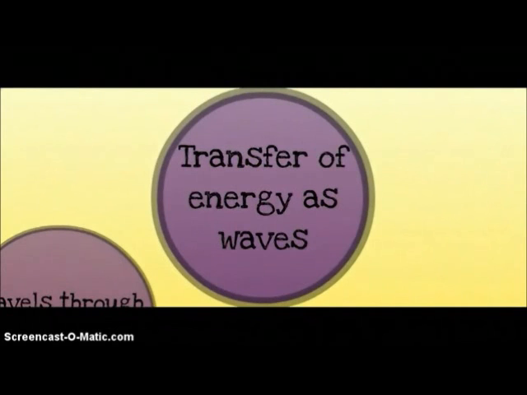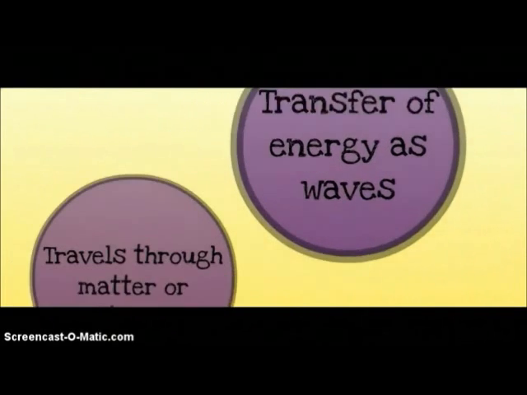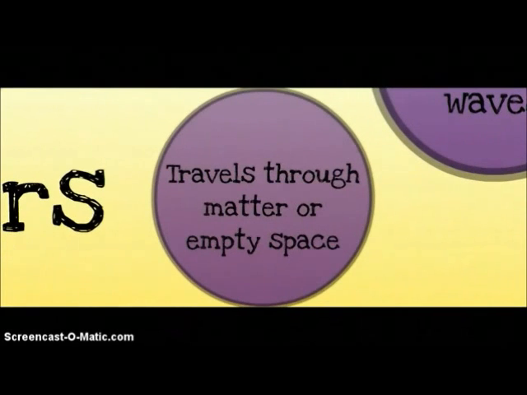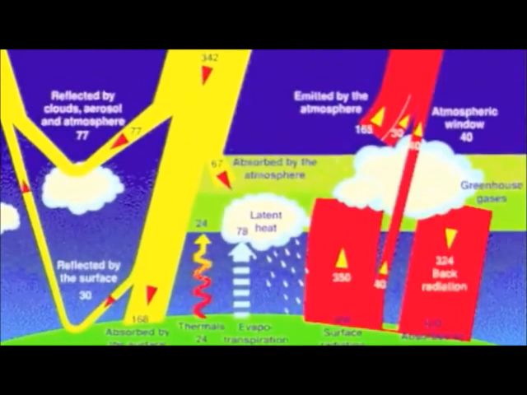It is a transfer of energy as waves, and it travels through matter or empty space. So radiation, what we usually think about is the sun. The earth is warm because the rays from the sun are traveling through matter and casting the heat to the earth. All objects give out and take in thermal radiation.